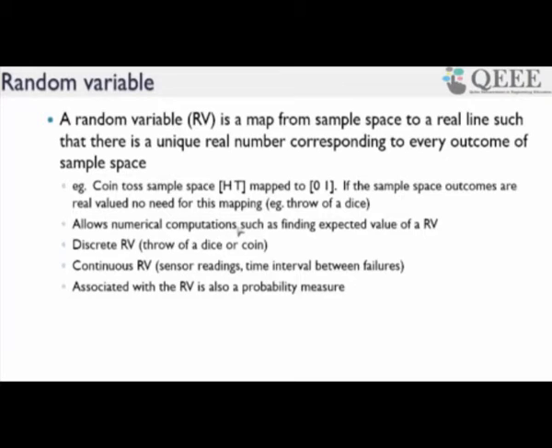So we will look at probability distributions. Basically, what probability distributions do is explain the probability that a certain variable will take a certain value or will take a value in a range of values. For example, discrete random variables include the throw of a dice or a coin, and continuous random variables include things like sensor readings, time between failures and so on. Associated with each of these random variables is this notion of a probability measure.